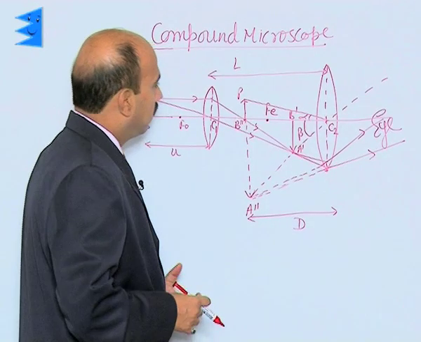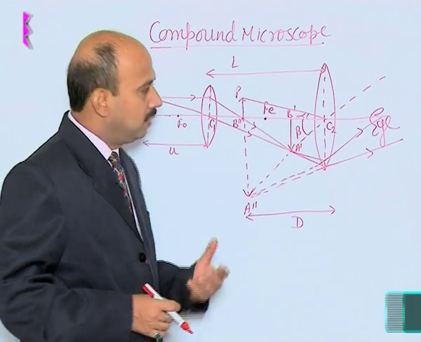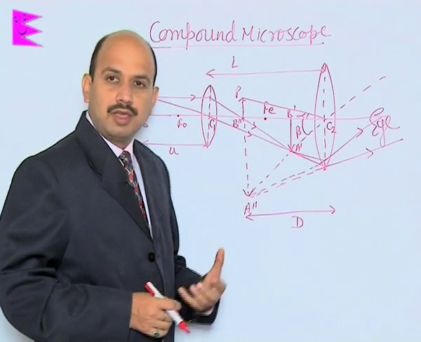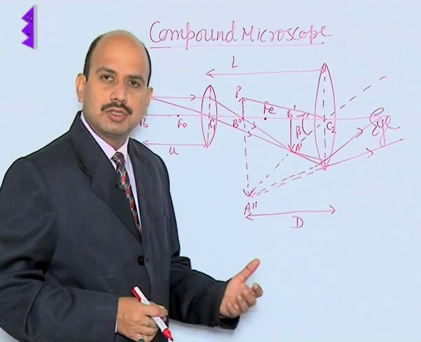Now see here, the next one is a compound microscope. This is another optical instrument which is actually used to see a small or very tiny object. Basically it is used in biology.